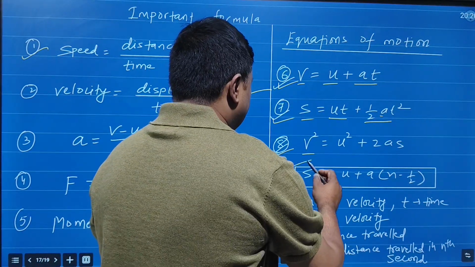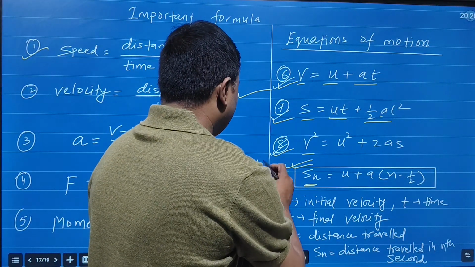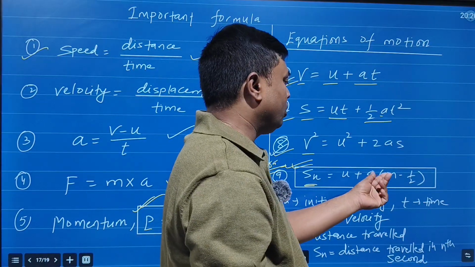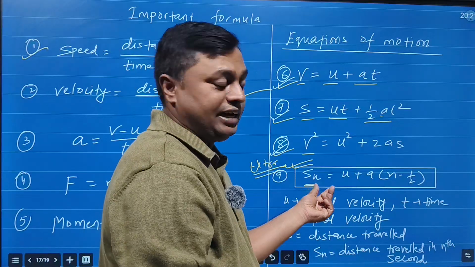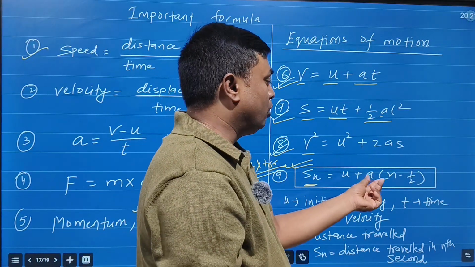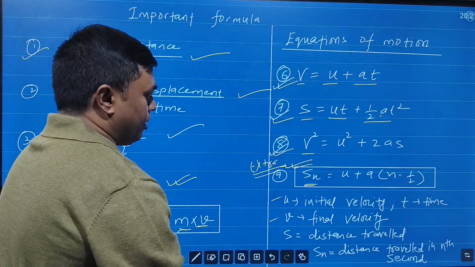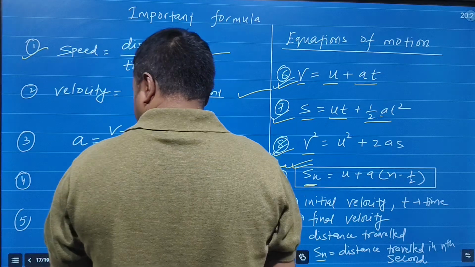This is the distance traveled in nth second, Sn. This is an extra formula, for competitive examinations you can remember. Sn is equal to u plus a into (n minus half). So how much is the distance traveled in nth second? Sn is equal to u plus a into (n minus half). So u is the initial velocity, v is the final velocity, s is the distance traveled, Sn is the distance traveled in nth second. Yes or no?